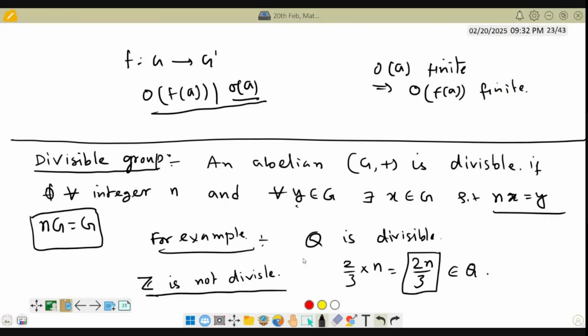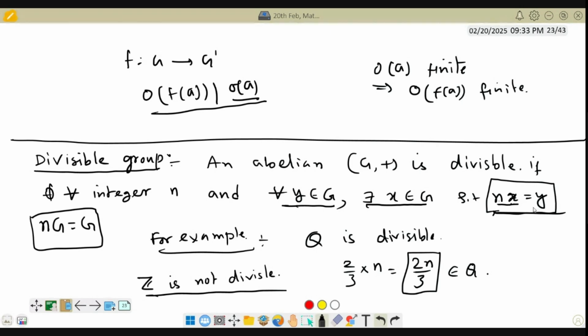Excuse me, sir, can you please repeat the definition or write it? Okay. Suppose you have one abelian group. That group is said to be divisible. Here you have some divisibility type condition, right? It means for all integers, if you take any integer n, and for all y belonging to G, there exists x such that n times x, meaning x plus x n times, is y. This you can think of as the divisibility condition.